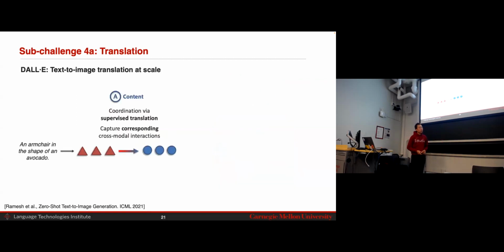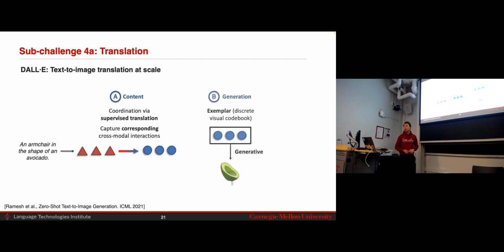Okay. But again, in any of these models, you got to think of two paradigms. One, how do I maintain, how do I change the information content? In this case, we're maintaining the information content using paired data, where the image and text meanings are corresponding to each other. And what type of generative process do I do? In this case, it was a discrete VAE. That was a more exemplar-based generative process.